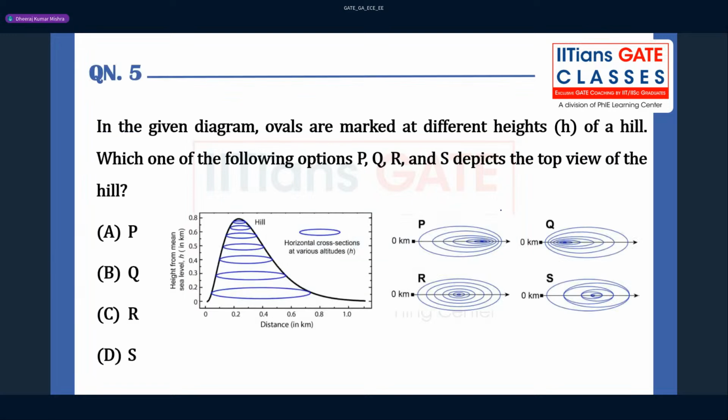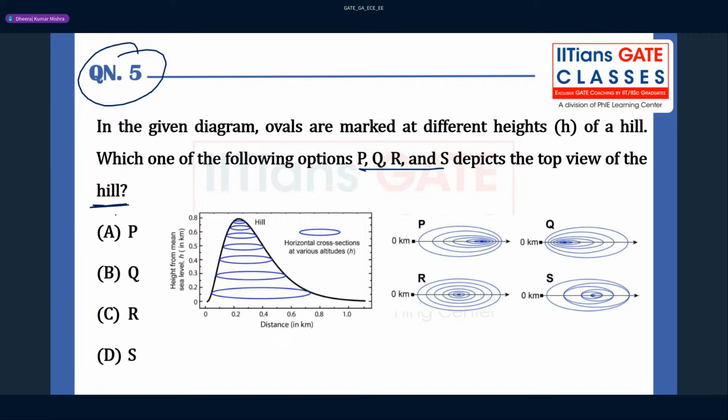Let us go to the next question, question number 5. In this question we can comment, right? This question is basically based on observation, so you can answer this kind of question directly. In this diagram, ovals are marked at different heights. You can see these ovals: this is small, then bigger as you go down. This is a hill. Which of the following options P, Q, R, S depicts the top view of the hill?